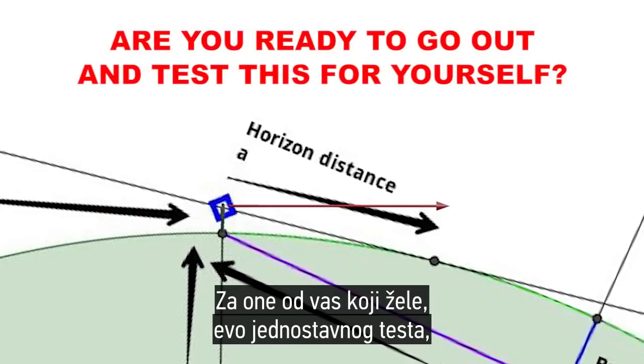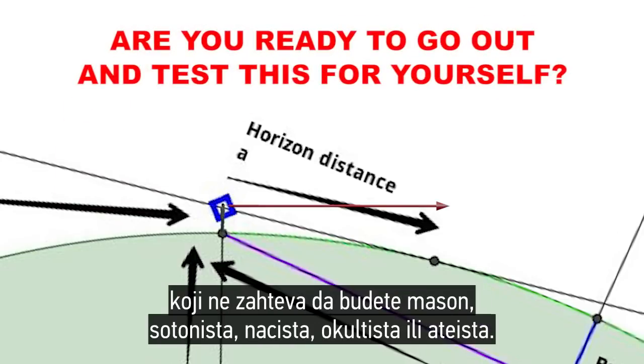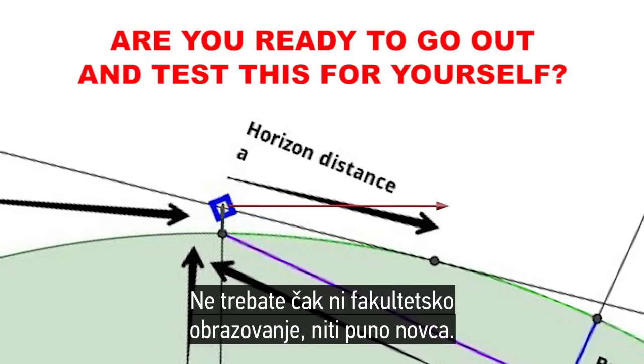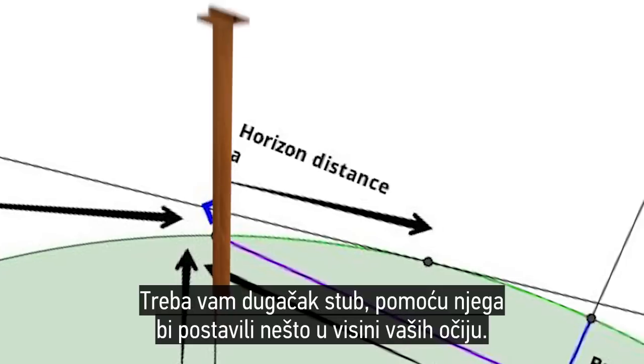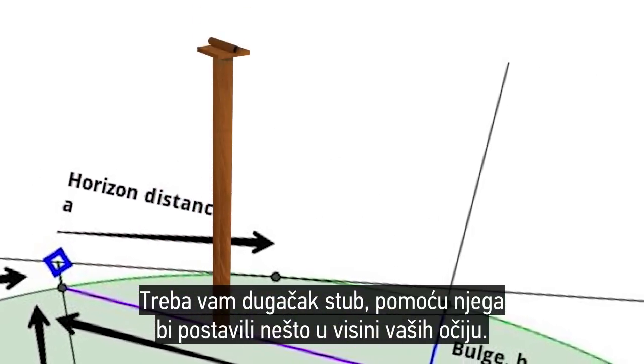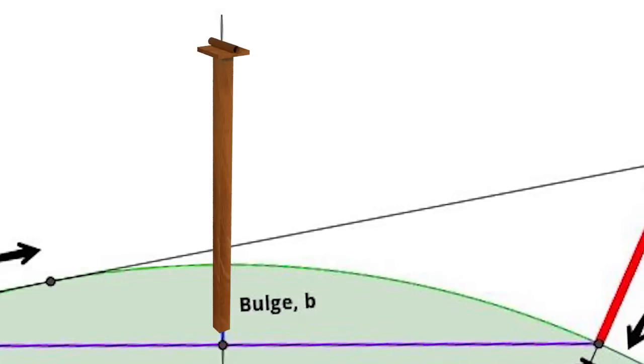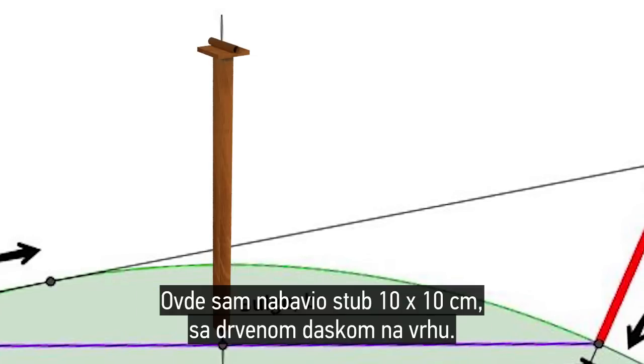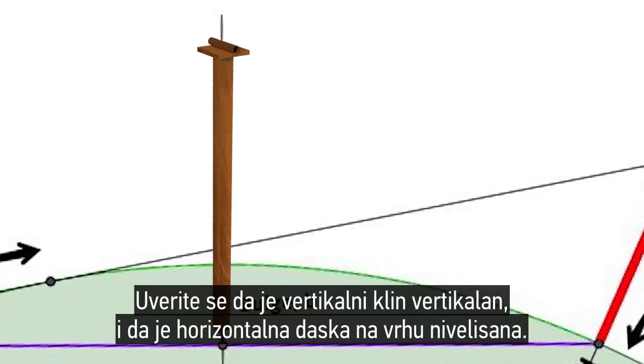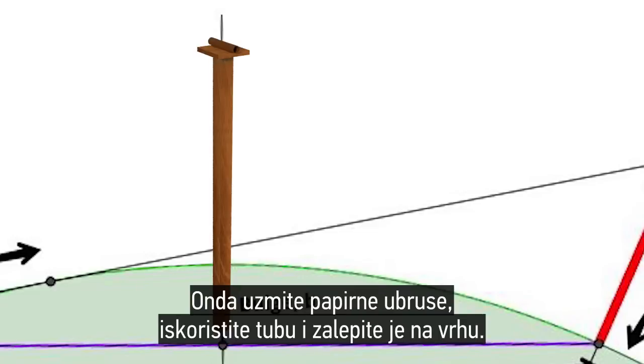For those of you who are interested in doing so, here's a simple test, and it doesn't require that you be a Freemason, a Luciferian, a Nazi, an occultist, or an atheist. You don't even need to have a college education or a lot of money. What you need to do is get a long pole that would facilitate putting something up to your eye level. In this case, I've got like a 4x4 with a plank of wood on top of it. Make sure the vertical post is vertically level, and make sure the horizontal plate on top of it is also level. And then go get some paper towels.